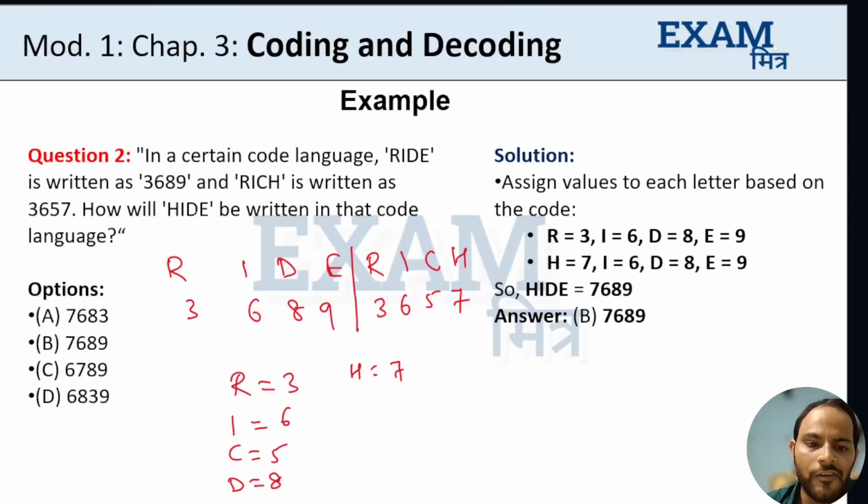Now, how will HIDE be written? So, H is 7, I is 6, D is 8, and E is 9. So the answer is 7, 6, 8, 9. Option B will be our correct answer. I hope you are getting it. Let's move to the next example.